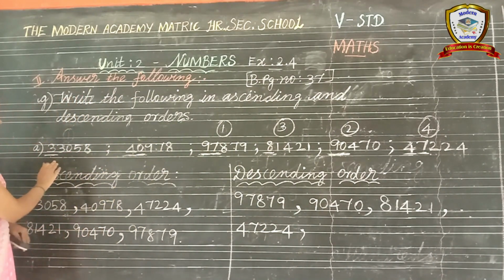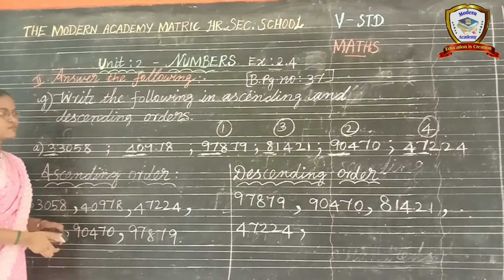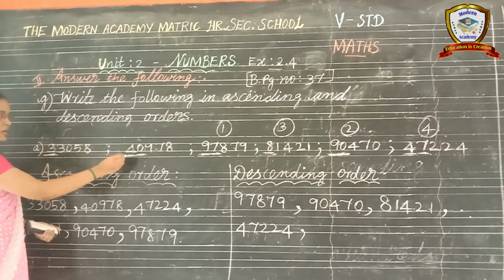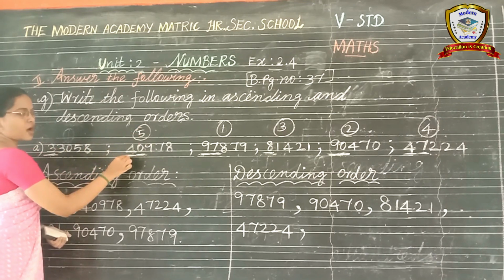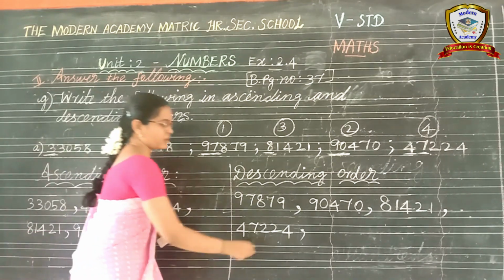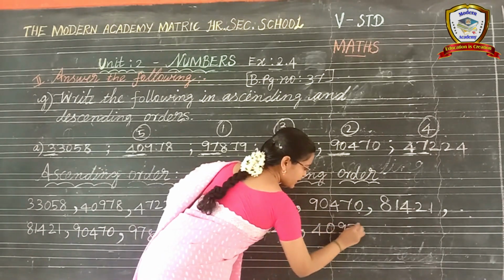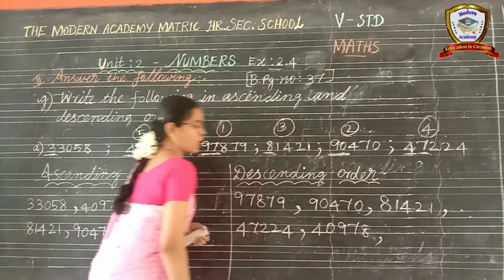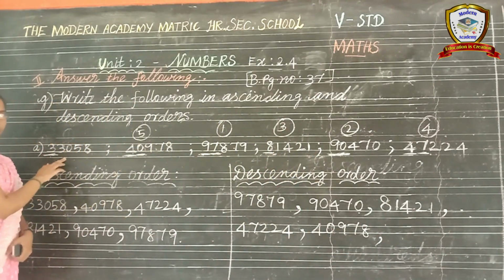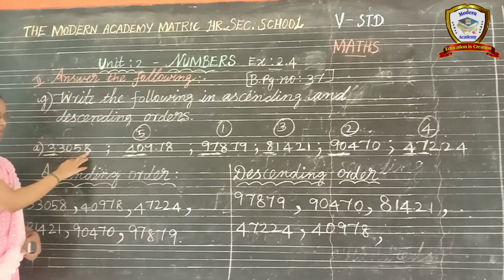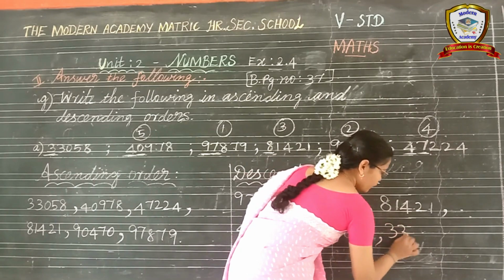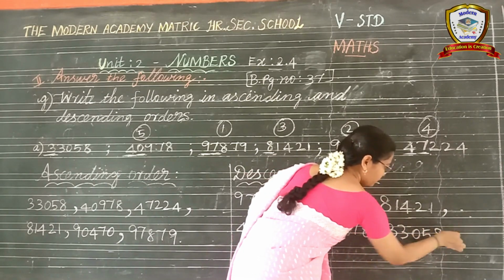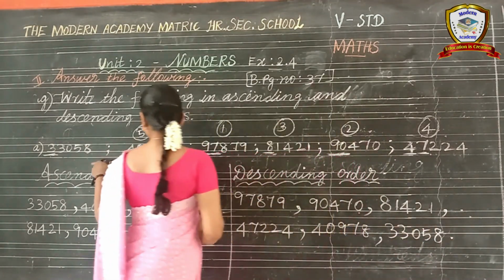Next we have this number and this number remaining. Compare the starting numbers, 3 and 4. Which is the next bigger number? 3 or 4? 4 only. So the next number is 40,978. And last we have only one number remaining, 33,058. This number we can write at last. This is the sixth number.